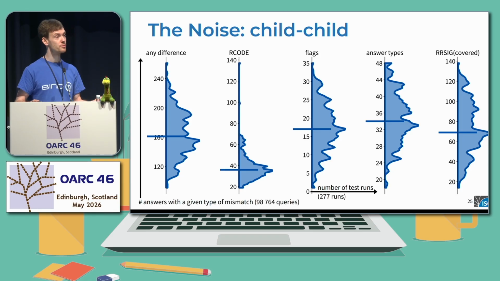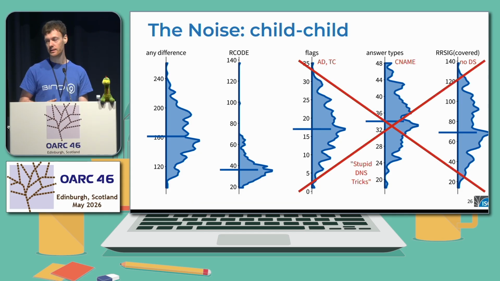Of course, we don't know, so we had to inspect manually, and long story short, after significant time spent on it, the AD bit, TC bit, or generally flags, answer types, and RRs present in the answer messages are, to use the term of art, the stupid DNS tricks. The CDNs are just changing things. So if you ask two things in parallel, you get different answers, but that's okay. We found out that that's the intended behavior of the CDN, so yeah, whatever.